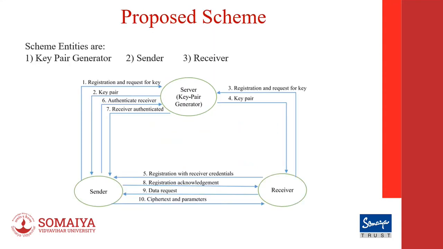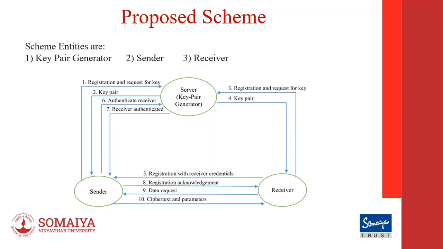This is the proposed scheme, or the proposed system. As you can see, the system will be composed of three entities mainly: the key pair generator, the sender, and the receiver. To discuss the workflow, we have already included the diagram, which is self-explanatory in itself. So first of all, the sender and the receiver both contact the server for the key generation, and once the key is generated, the key is distributed to them respectively.